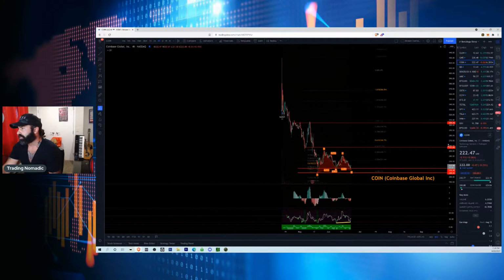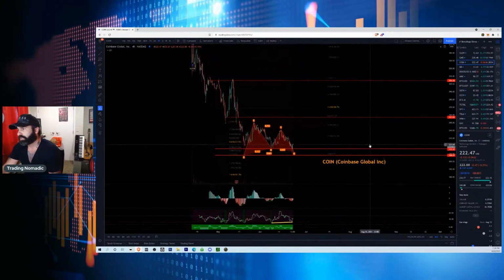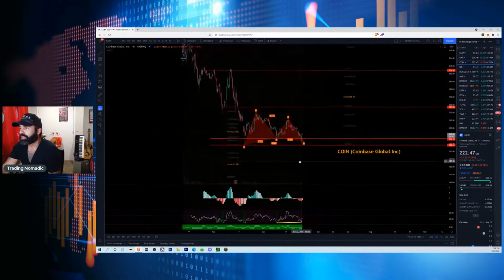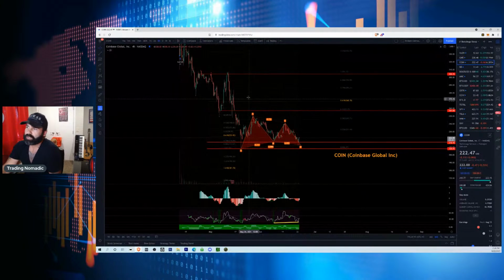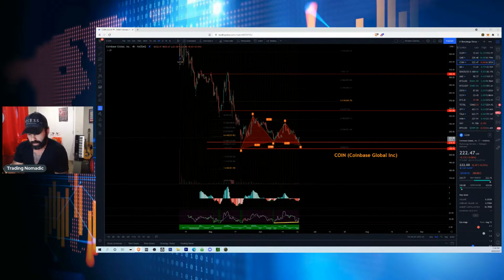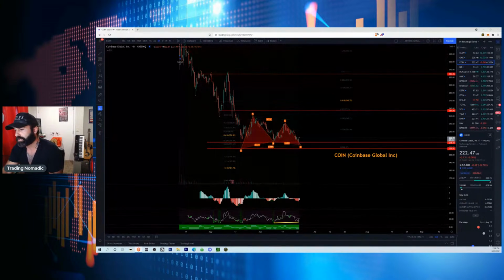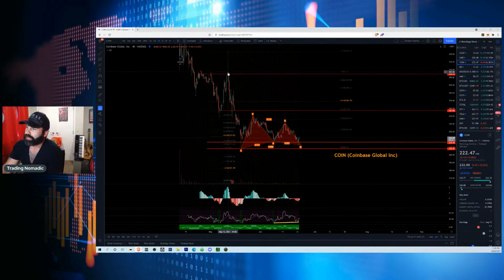Coinbase is one I'm looking at too, because the thing we're looking for, the thing I always talk about, is that these levels are very easy to define here on Coinbase, COIN. And what I like about COIN here is I like the fact we've got a deep retrace, deep value here.